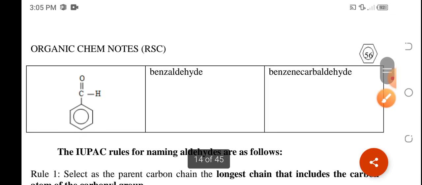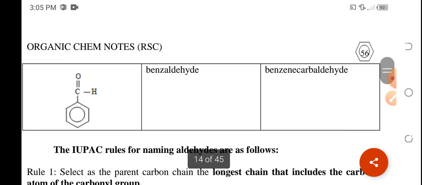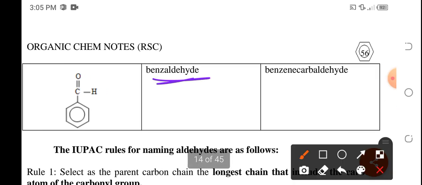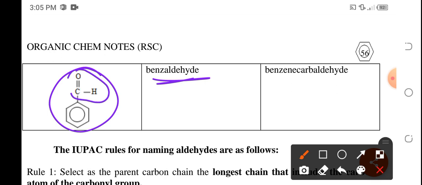Okay, and the aromatic ring is having a common name, benzaldehyde, or that is the special name. Benzaldehyde is a benzene ring with a carbonyl group with a hydrogen. And the IUPAC is benzenecarbaldehyde.